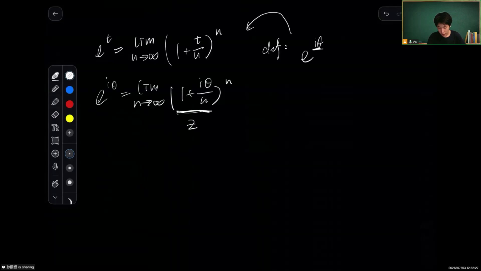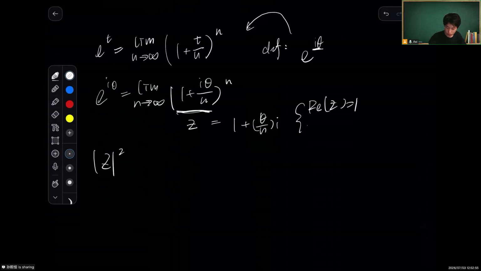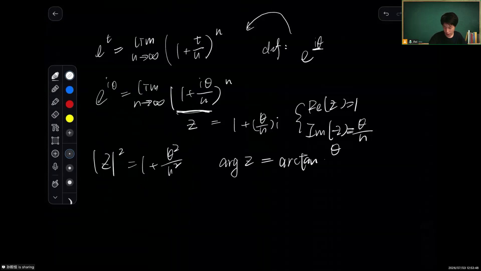Now, let this part be a complex number that we are focusing on, z. First of all, we want its modulus, or the square of its modulus, because it is a little easier to calculate. Since this number can be treated as 1 plus theta divided by n times i, the real part of z is 1 and the imaginary part of z is theta over n. Then the modulus squared is simply 1 plus theta squared divided by n squared. And then we also need the angle of z to the x-axis. We denote this as arg z, or argument of z. It is arctan of theta over n.